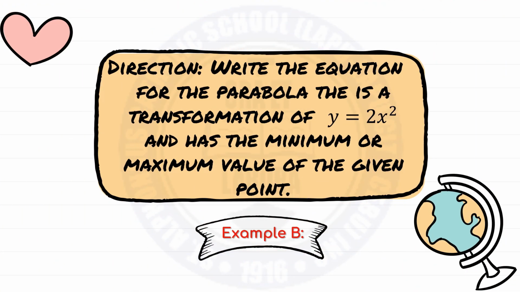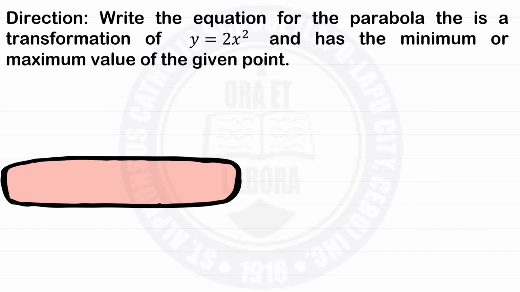Example B. Write the equation of the parabola that is a transformation of y equals 2x squared and has the minimum or maximum value at the given point. Take note, the minimum or maximum point represents the vertex. If it is minimum, it opens upward, and if it is maximum, it opens downward. That means if it is minimum and opens upward, the value of a is positive, and if it is maximum and opens downward, the value of a is negative.